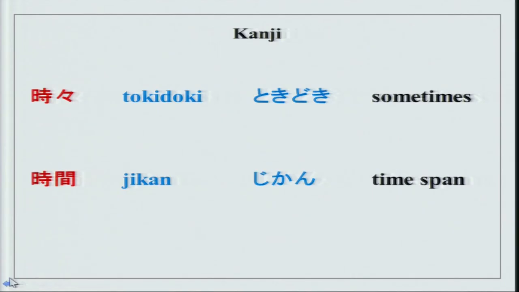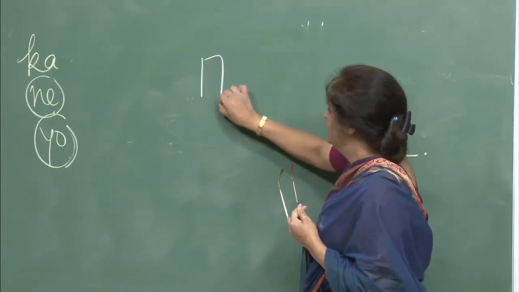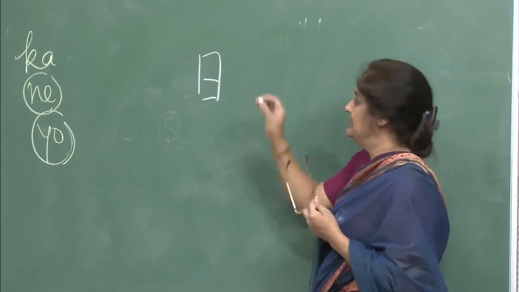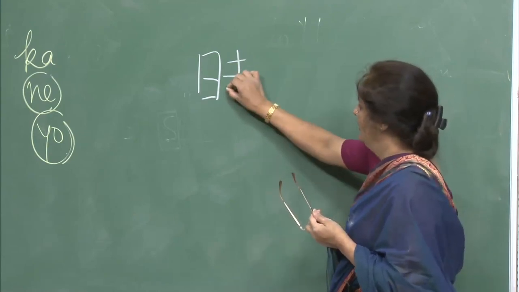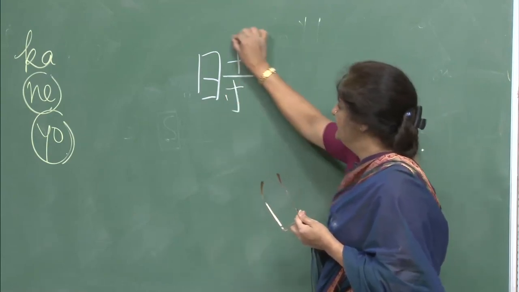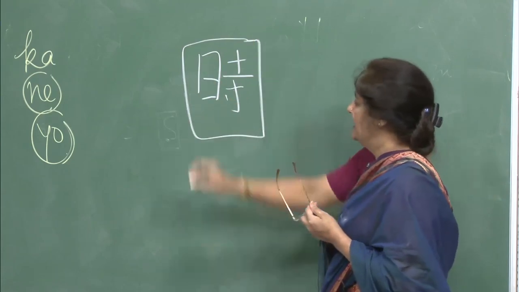Now, we have kanji. We have been doing kanji all along in class. There are new kanjis, I tell you all the time. This is a little different as we have done the word tokidoki. You remember this, I am sure. This means nichi, this is do. And this whole thing we did for time.